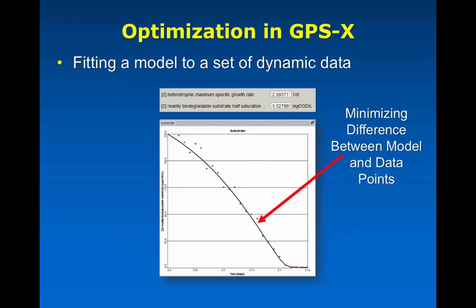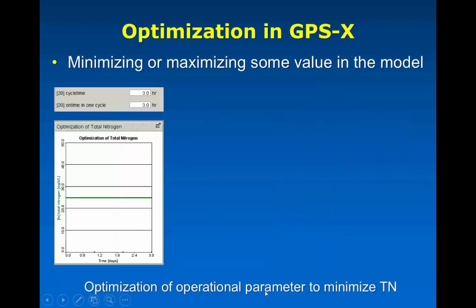Now the other option that you can do with our optimizer tool is minimizing or maximizing some value in the model. Usually what you're trying to do is optimize operational parameters in the model, some measure of the performance of the plant. In this particular case, this is also one of the examples in our sample layouts menu. If you go to the various examples that we have there, this is the alternating aeration optimization example.